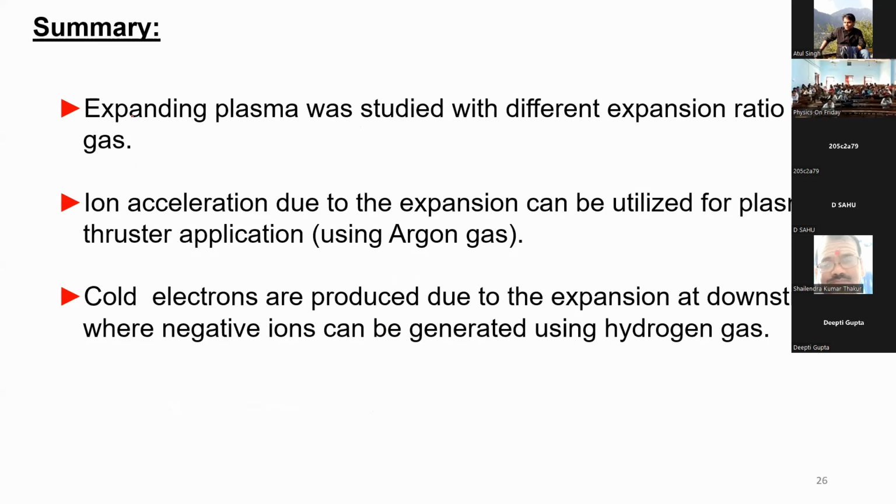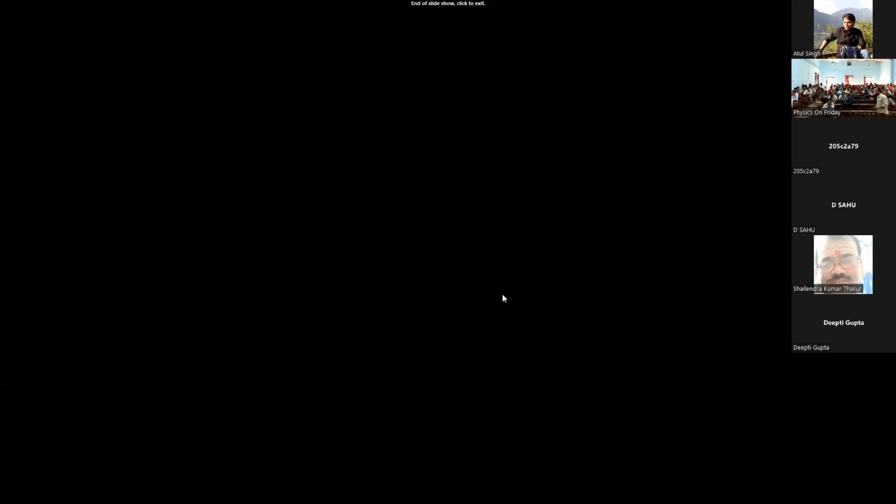So our expanding plasma was utilized for different applications, for different expansion ratios. One was ion acceleration, which we utilized to project it as a thruster. Now we utilized argon gas. Generally xenon gas is used because of its high mass, so thrust will be higher. Another is that cold electrons are produced. That can be done in argon also, but with hydrogen it becomes more beneficial because you can produce negative ions, and negative ions are the ones utilized for fusion reactors. Okay, so I conclude here.